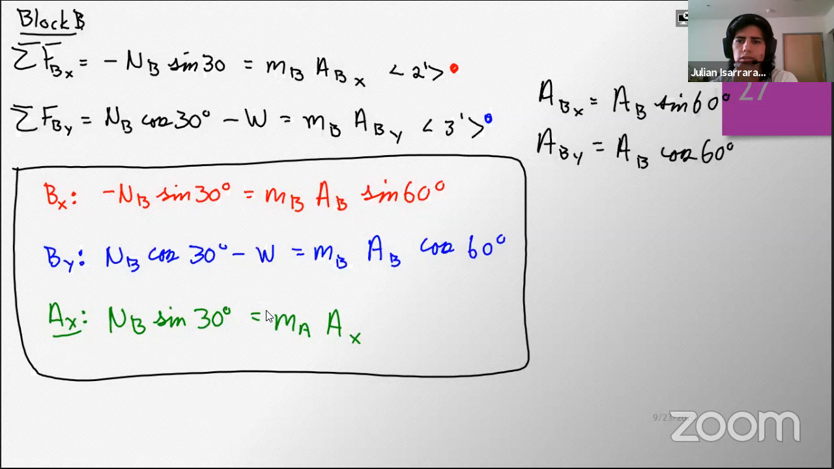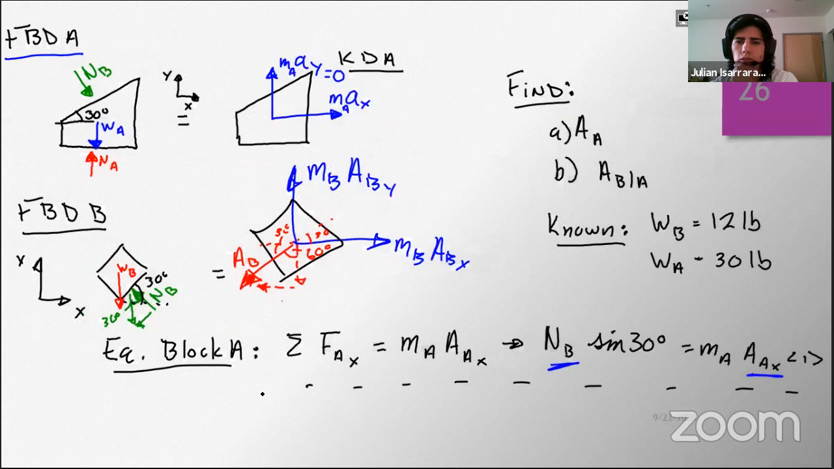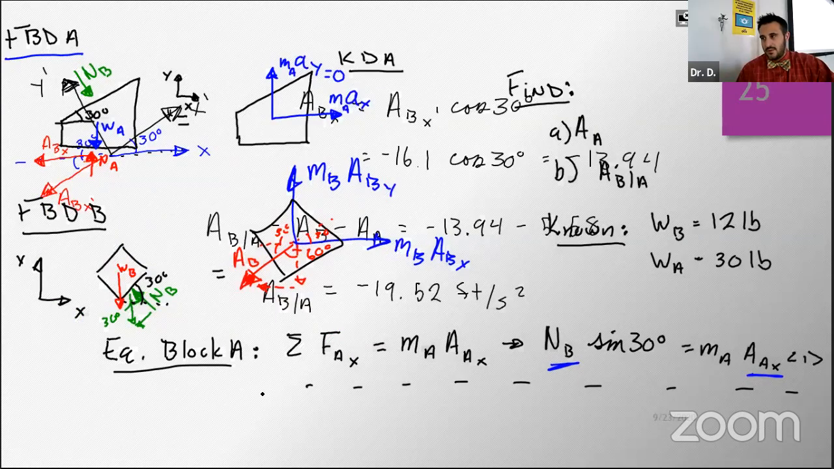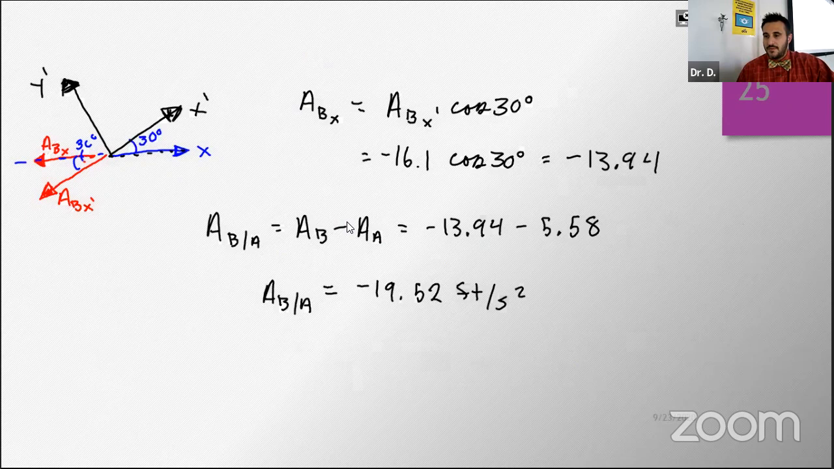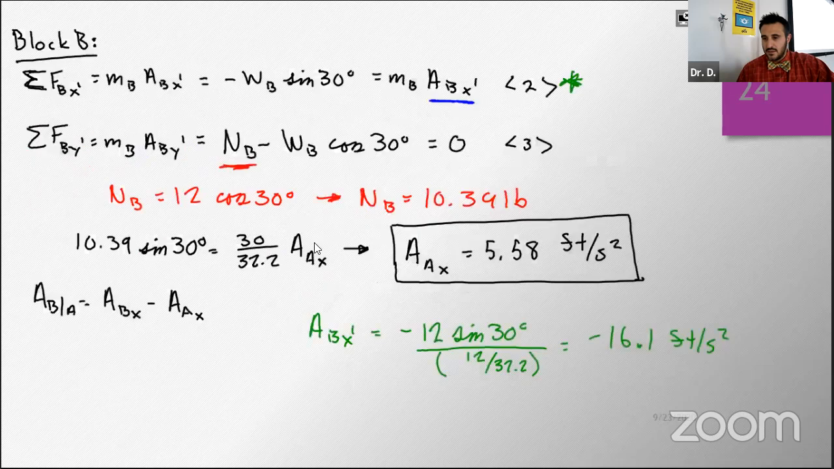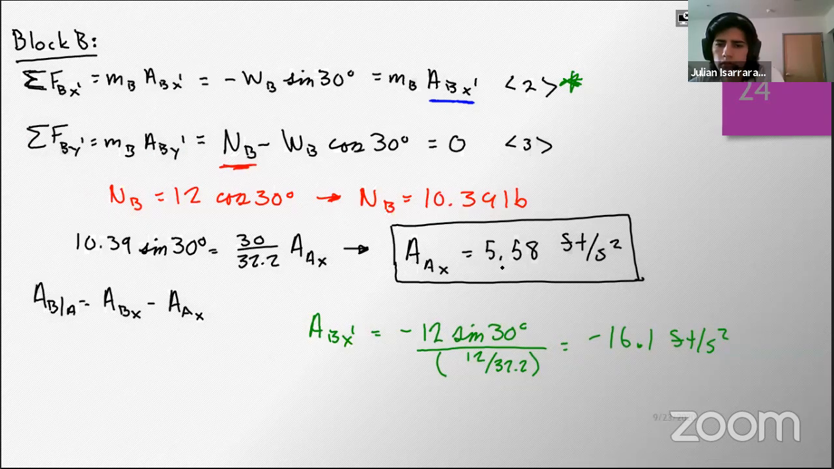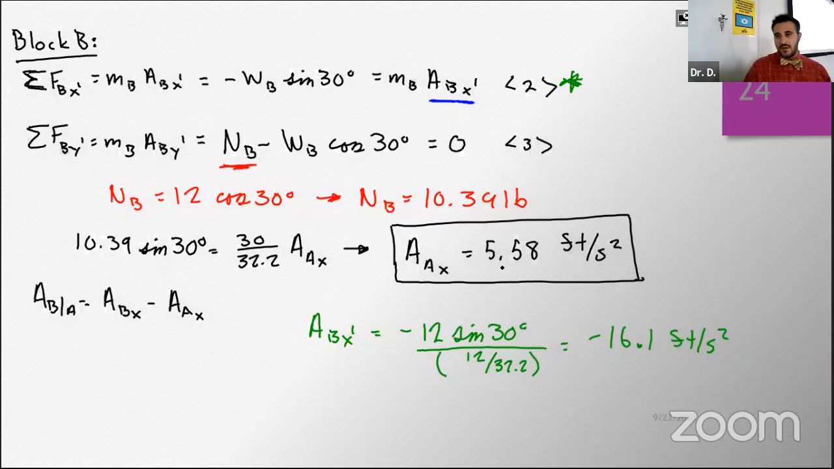What was the answer again? I suppose I can show you. So the answer for A sub A, we're not worried about the relative one right now. Let's just worry about, does this come out the same? So you should get 5.58 feet per second squared. What you should get. Should come out to that. And we know what N_B should come out as too. So actually all of the answers, right? Basically, you can figure out everything.